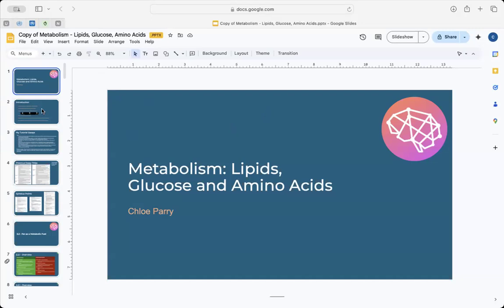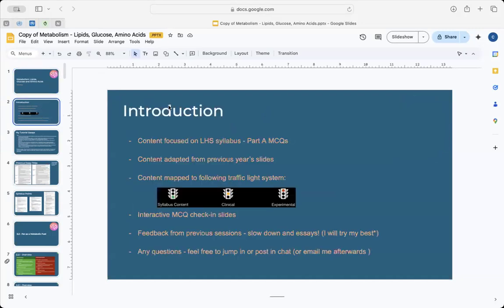So let's have a look at my introduction. The content will be focused on the left-hand side of the syllabus for the most part, just because it's so big, which we'll get to in a second. And some of the content is adapted from previous years' slides, and I've tried to map it to the following traffic light system where possible.